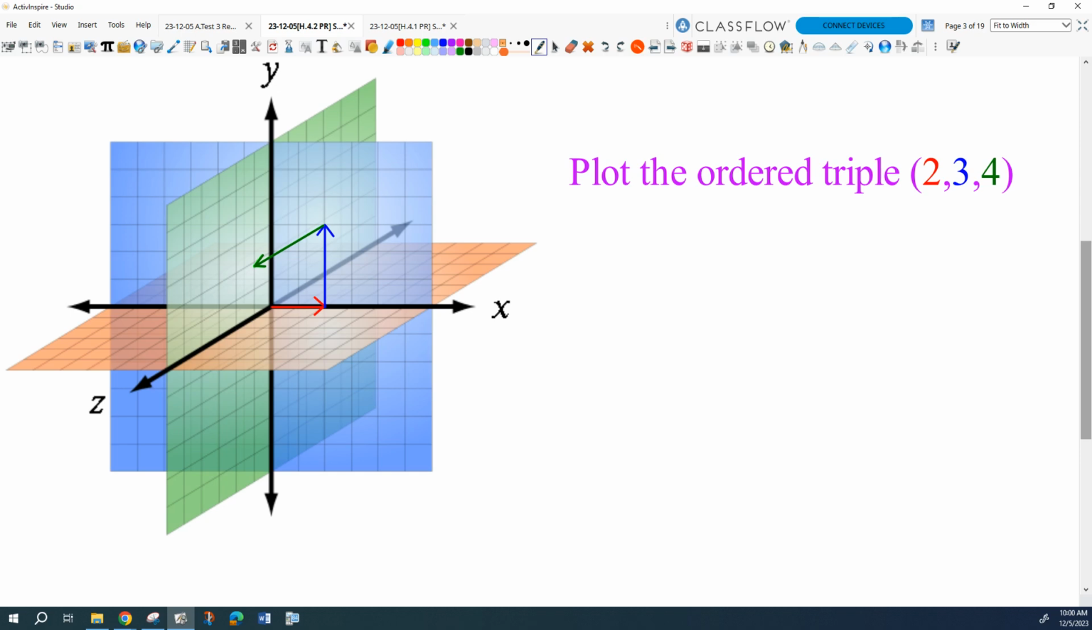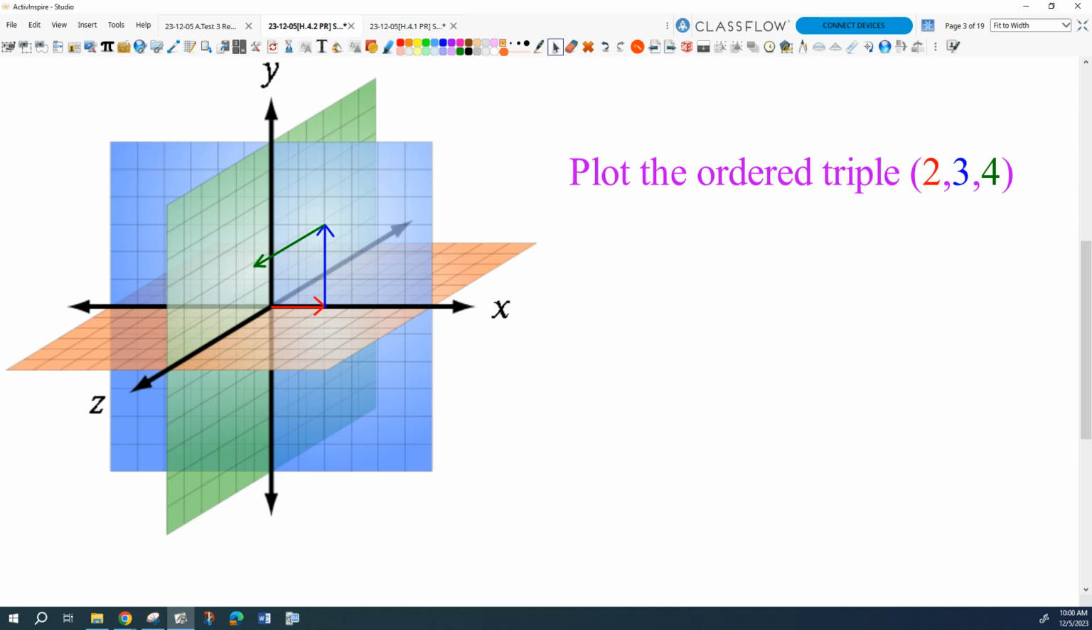Okay, and if we wanted to plot an ordered triple, because now when we're talking about three-dimensional space, we need more than just an ordered pair. We need 3 coordinates, right? Because we have 3 dimensions in our universe here, in our space. And so what if we wanted to do something like this, right? If we wanted to plot the point 2, 3, 4, then what's that mean?